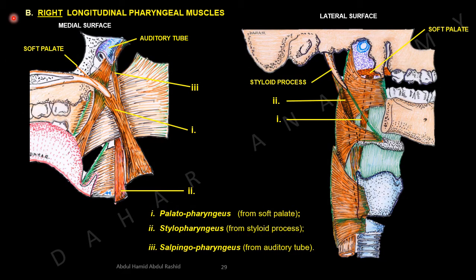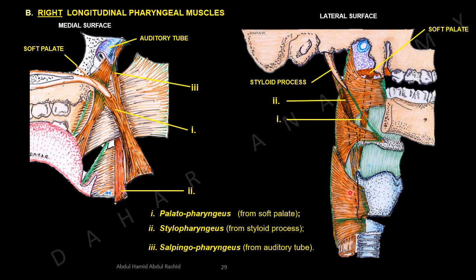Longitudinal muscles, they are inner group of pharyngeal muscles. We have two diagrams here. This is lateral wall looking from inside, medial view. This is lateral wall looking from outside, lateral view. Okay, let's see the structures here. This is auditory tube, this is soft palate, and this is the pharyngeal region. In this diagram, here is the soft palate, and here is the styloid process. This is the pharyngeal region.